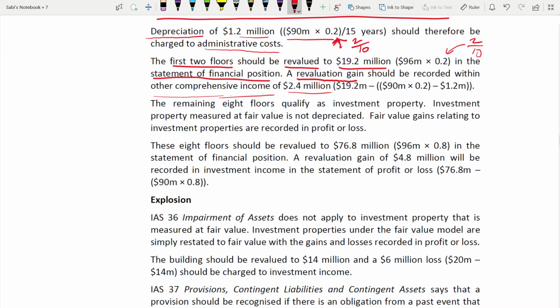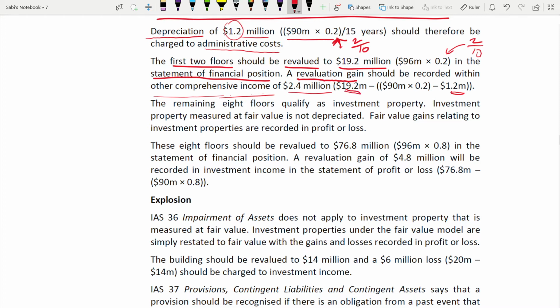So when you are revaluing something, you definitely have to take minus the depreciation. So that's why this 1.2 is that depreciation only. Here you can see the depreciation 1.2. So this 1.2 is that depreciation, you have to deduct it. Even for the cost you deduct, even when you revalue it you deduct. And they told that it should be revalued to 19.2. So this 19.2 is here.